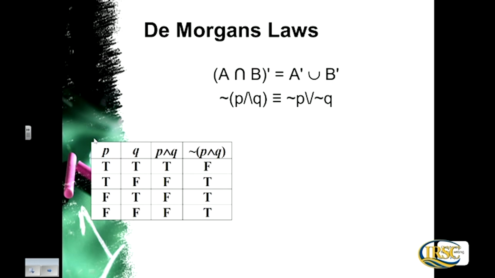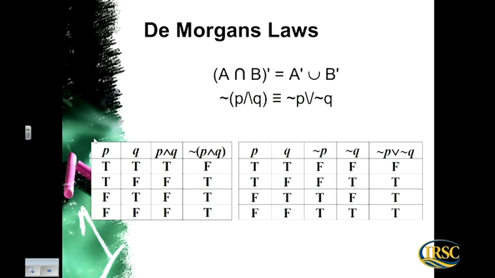Okay, so your truth table on the left should look like this, where you first do what's inside parentheses, and then the negation outside parentheses just means take the opposite of what you just did in parentheses. And then your truth table for the right-hand side should look something like this. So you have to do each of those little negations first, and then do the or statement between them. And remember that an or is only false when they're both false.